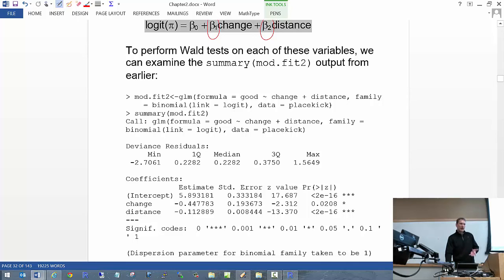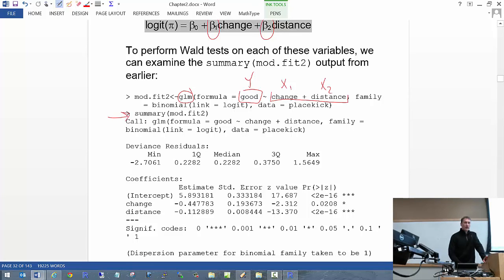So we've looked at this kind of model before. Just as review, we use the glm function to estimate these models. In the formula argument, that's where we tell R what our model is. So my response, what we often call Y, is what's called good in the data set. Then I put my explanatory variables on the right-hand side of the tilde. My x1 would be change, my x2 would be distance. I say family equal binomial, link equal logit to specify logistic regression. And I specify my data as placekick.